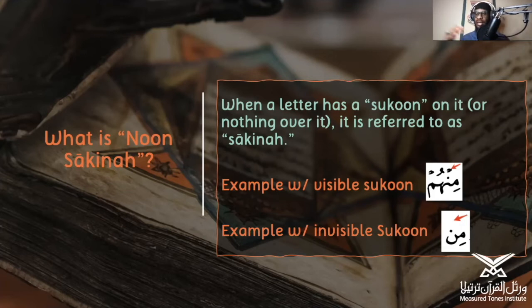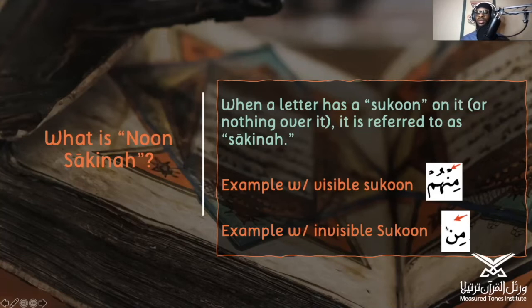All right. It's a later development. However, it's extremely useful and extremely helpful. Alhamdulillah. So when a letter has sukoon on it or has nothing over it, we call it sakina, or having sukoon. All right. An example to just show you a visual of a noon with an actual sukoon over it. I have this example right here. So this is a noon and that's a sukoon over it and it's visible. And you see over here, this is a meem and that has a sukoon over it. And the sukoon is visible. Okay. The sukoon is visible.